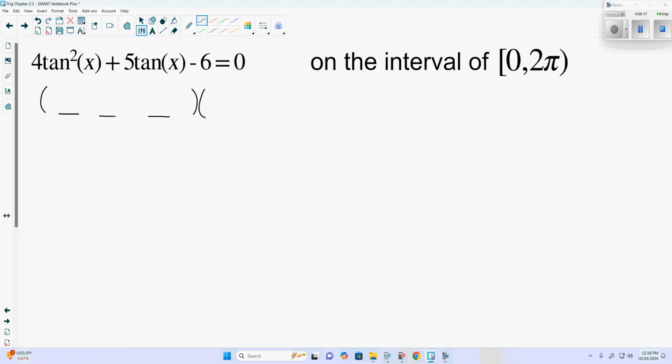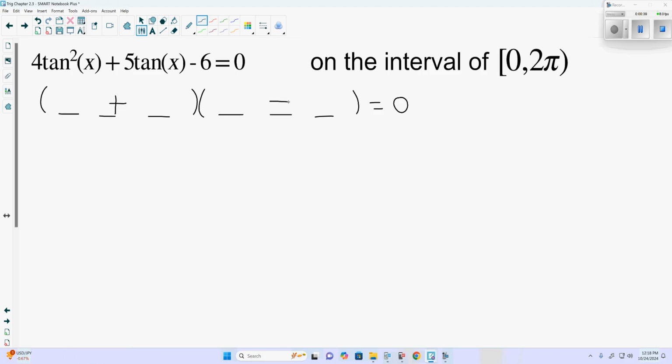There is no greatest common factor between these 3 terms, so we can go on and put our 2 sets of parentheses with 3 spaces. Since the third term is negative, our signs are going to be opposite. One is going to be positive, one is going to be negative.